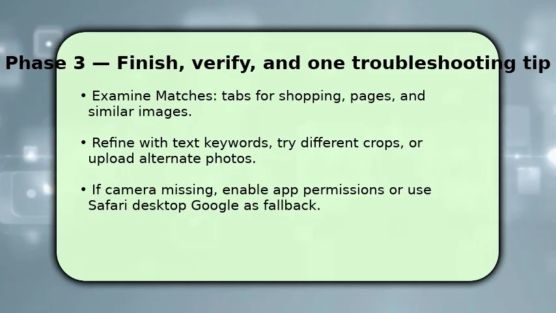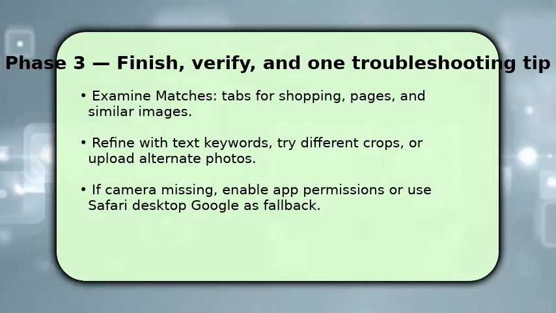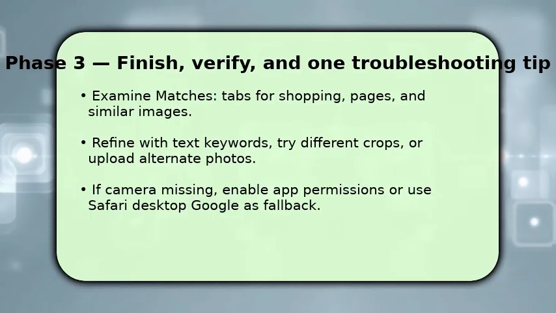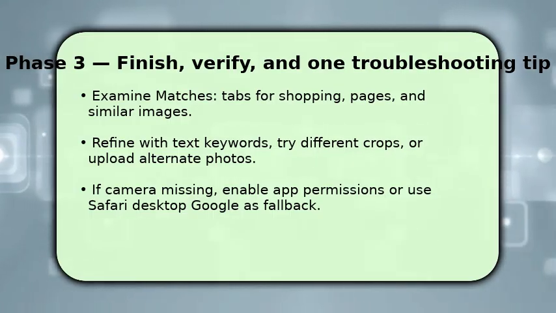If that fails, open Google.com in Safari, request desktop site, and use the image search upload there as a fallback. That covers completion and the main steps.